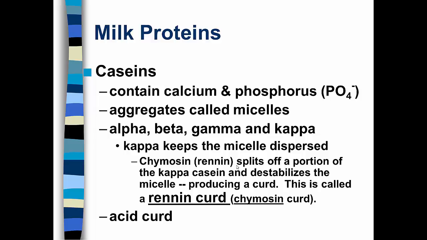So there are two main classes of proteins in milk. The first of these are the caseins. We'll look at those first, and then the second class will be the whey proteins. So the majority of proteins in milk are the caseins. And the caseins contain a lot of calcium and a lot of phosphorus that's integrally bound into the caseins. We have 4 different types of caseins: alpha, beta, gamma, and kappa. And these 4 different types of caseins are aggregated together in structures called micelles.